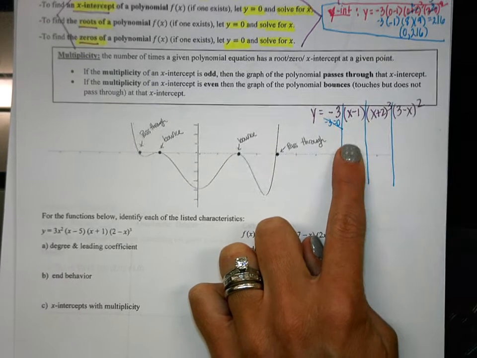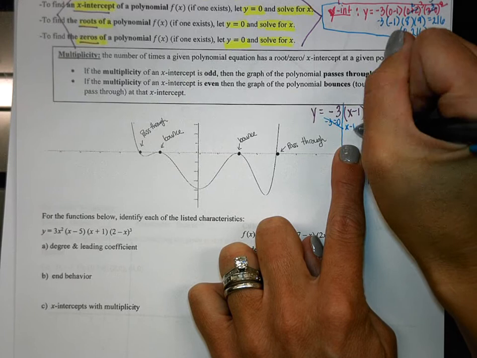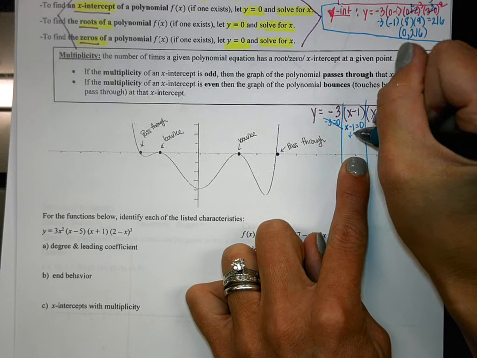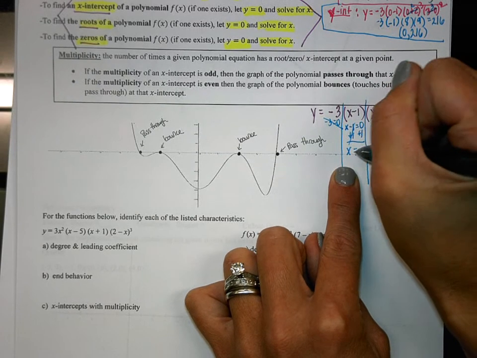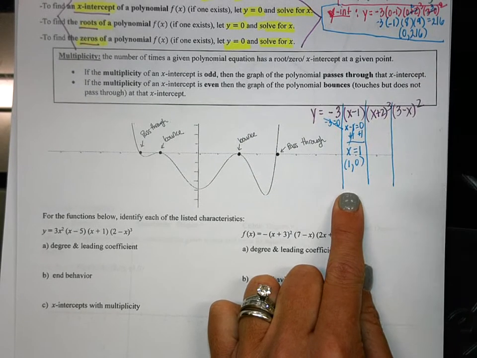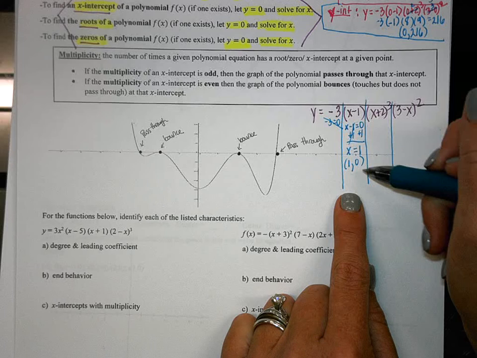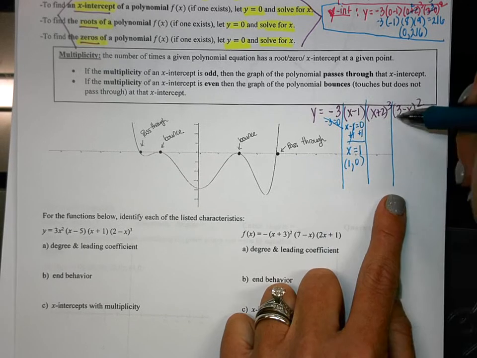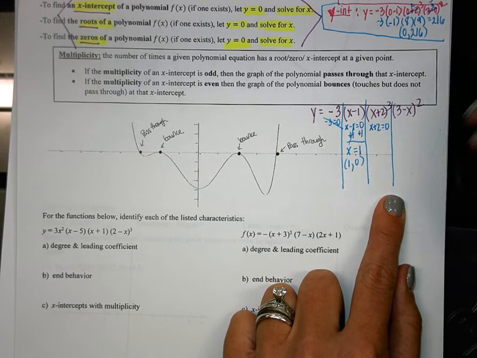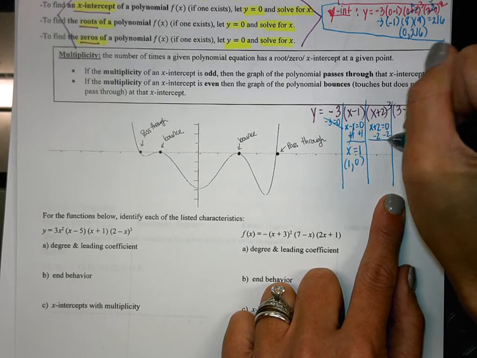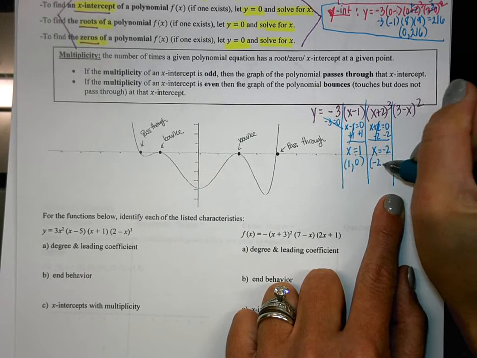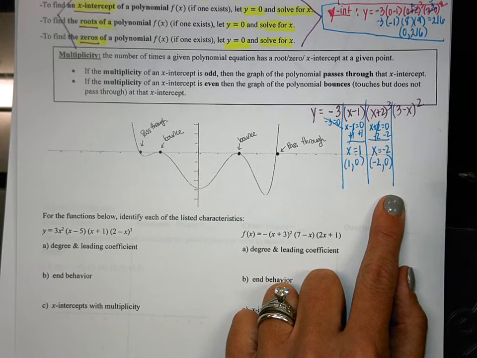On this one, I'm going to set x minus 1 equal to 0. So what would I do to solve there? Add 1 to both sides, and we get x equals 1. This really represents an ordered pair, which is 1, 0. We plugged in 0 for y, and we solved for x. On this one, we set x plus 2 equal to 0. To solve for this, I would subtract 2 from both sides. We get x equals negative 2, and as an ordered pair, that would be negative 2, 0.